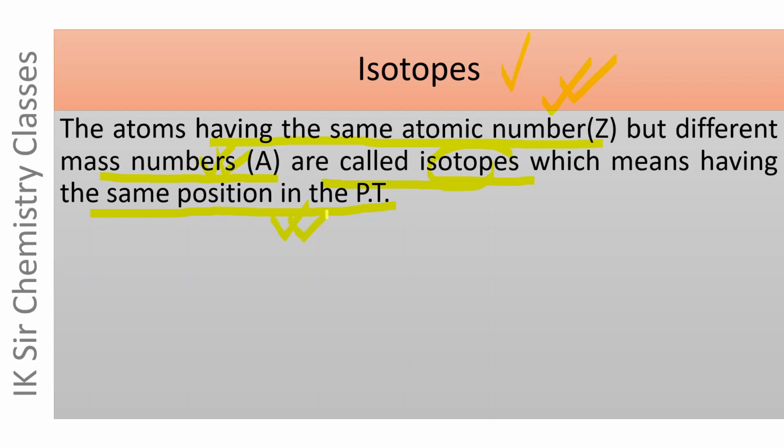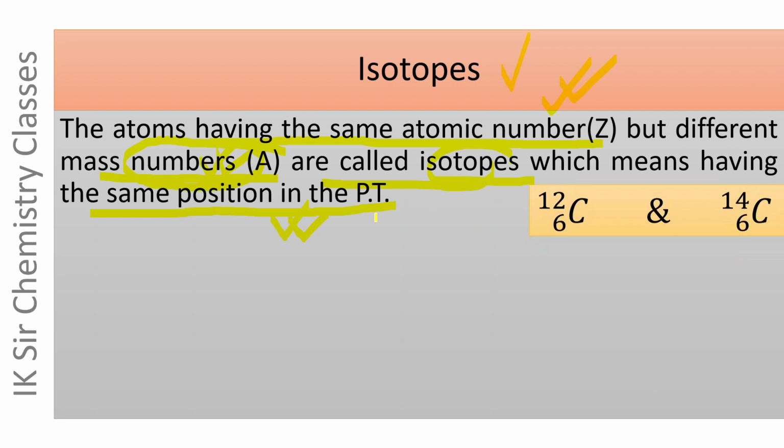position in the periodic table. We already know that the elements are arranged in the increasing order of their atomic number in the periodic table. And since the isotopes have the same atomic number, they will have the same position in the periodic table.